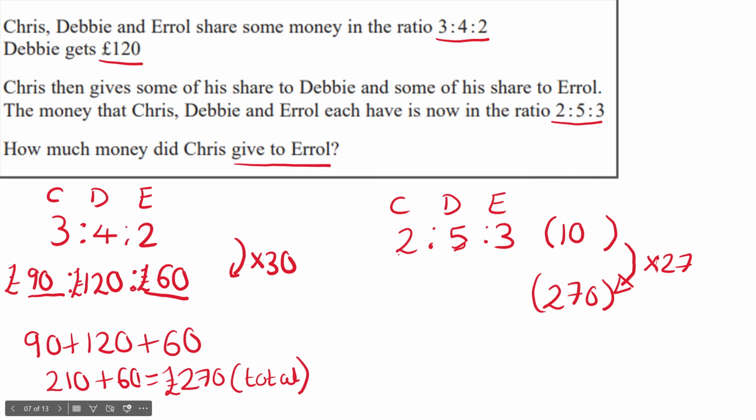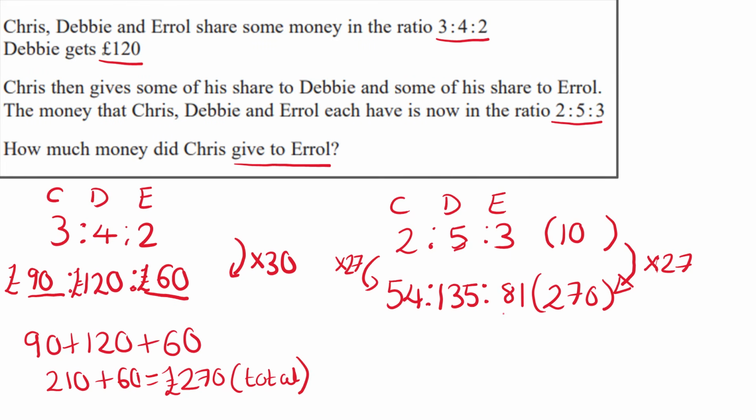We then need to do the same thing with each person individually. So we need to times by 27. So 2 times 27 gives an answer of 54. 5 times 27 gives an answer of 135. And 3 times 27 gives an answer of 81.